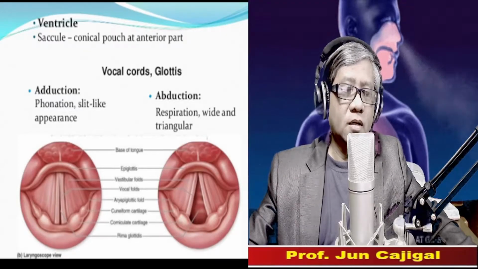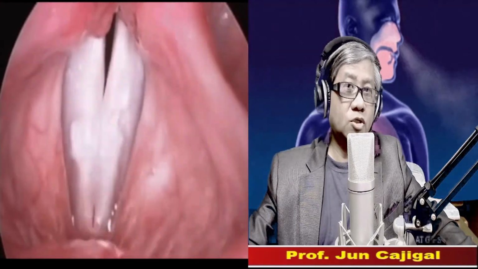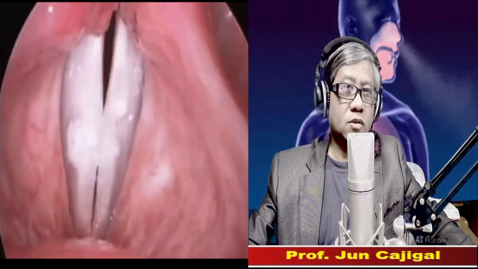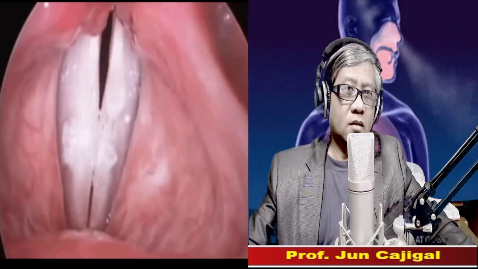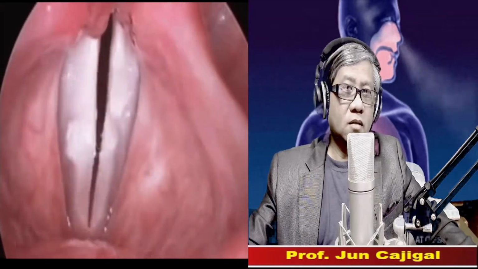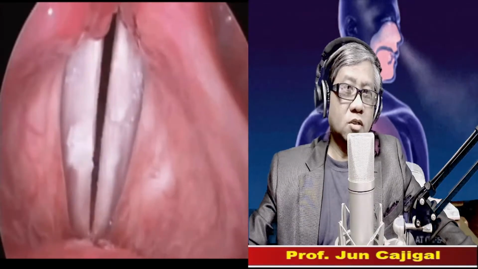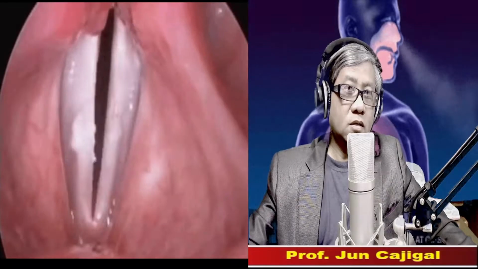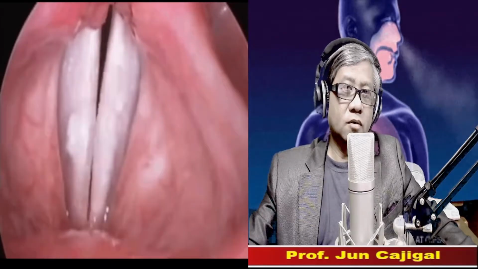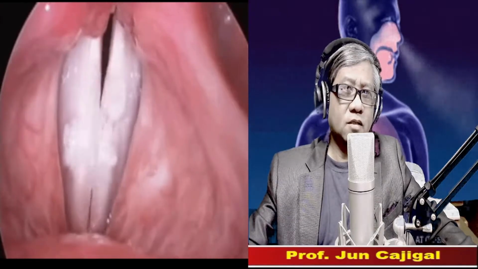And here is an actual video of our vocal cords, and as I have mentioned a while ago, there are two folds. The white structures are the vocal folds, and the red area is the vestibular fold. And you will notice that the appearance of the vocal cords here is slit-like, so the person here is engaged in phonation. And you will notice the vibration of the vocal folds or the true vocal cords. So that's how sound and speech is produced. Isn't that fascinating indeed?